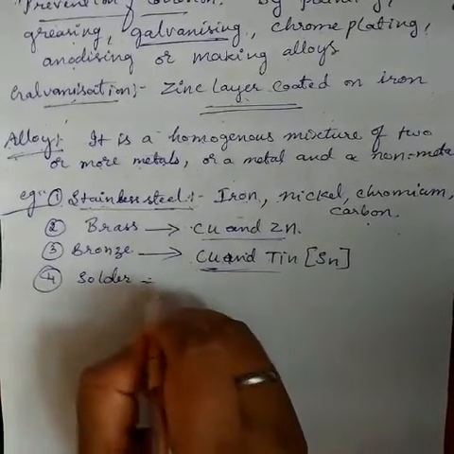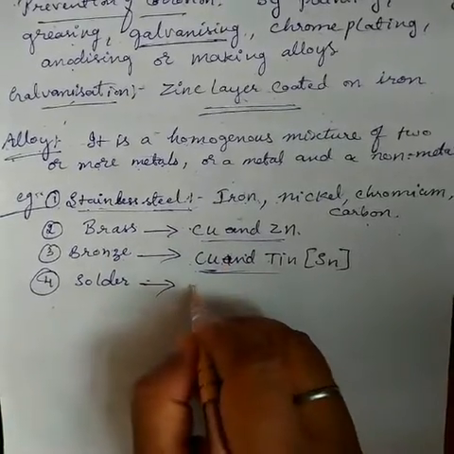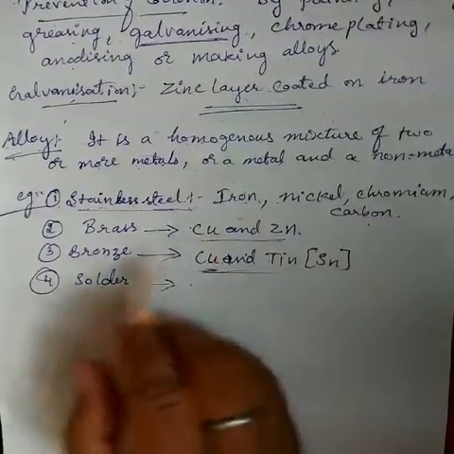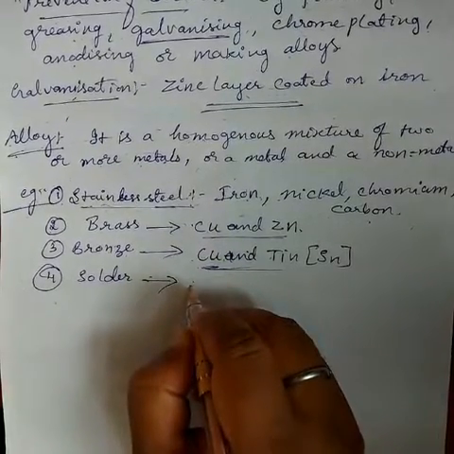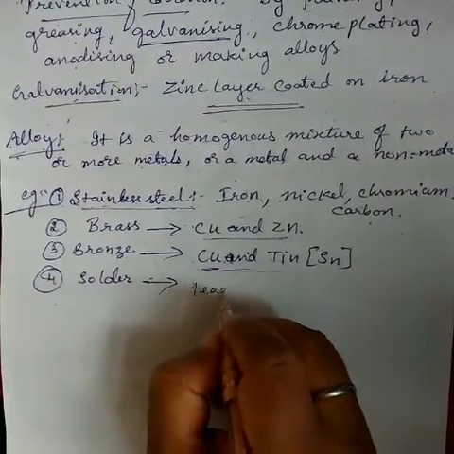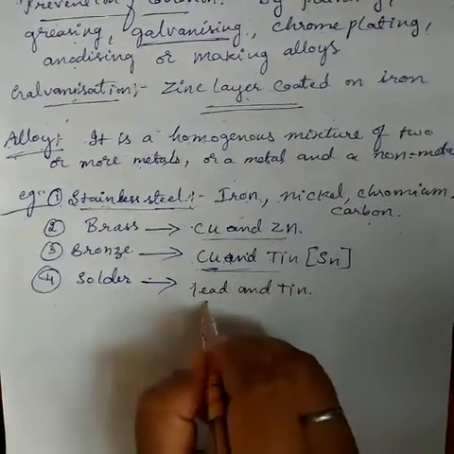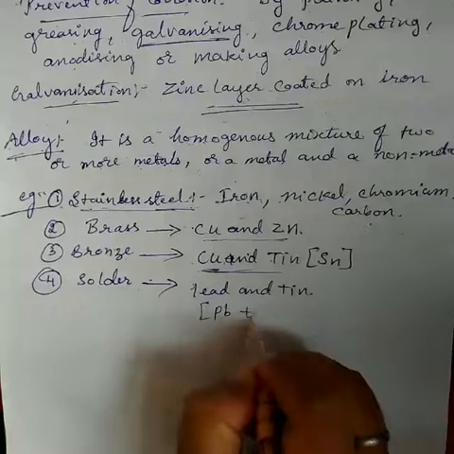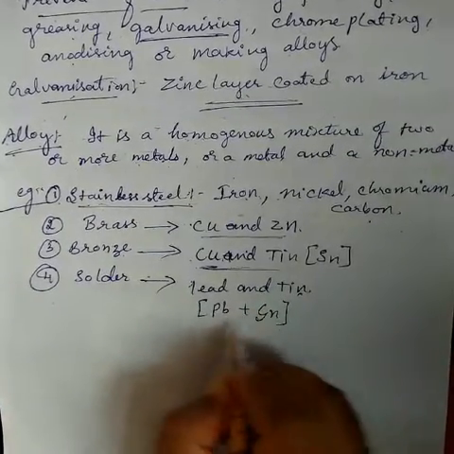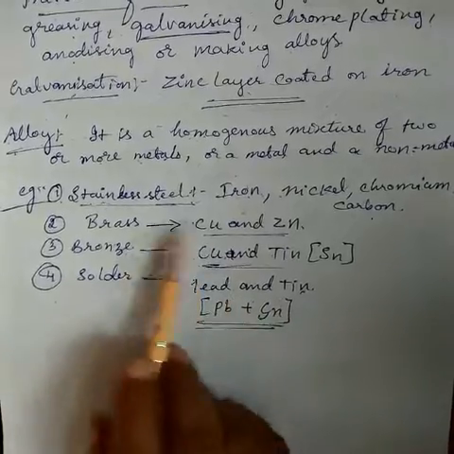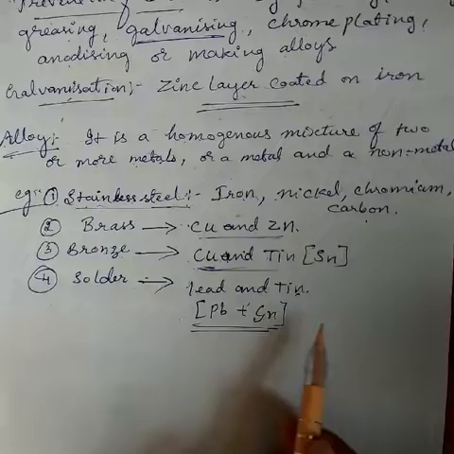And then solder, for making soldering, we use the metals lead and tin. What is the symbol of lead? That is Pb, plus tin, Sn. These are some examples of alloys, and solder is used for soldering purposes.